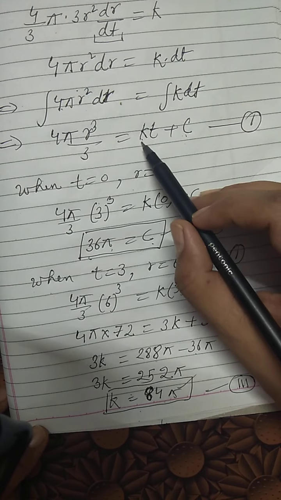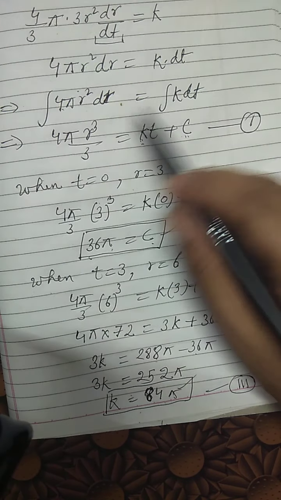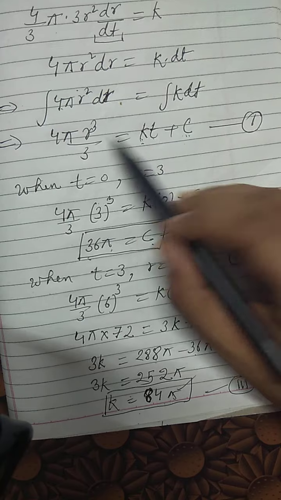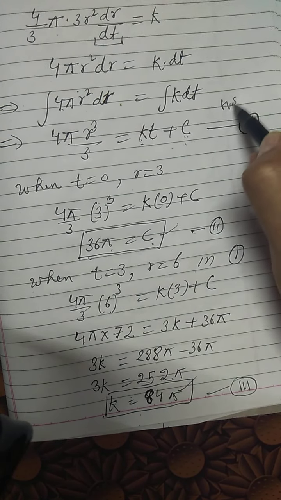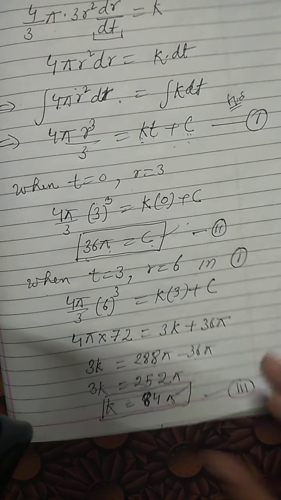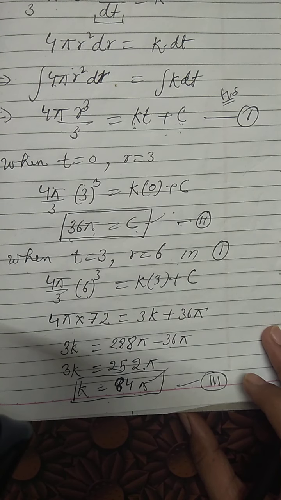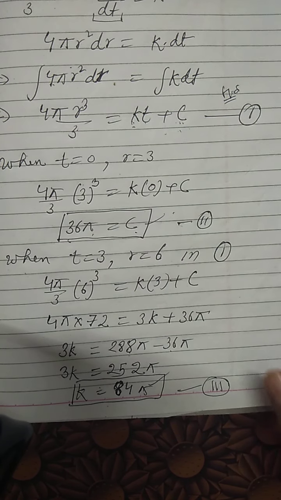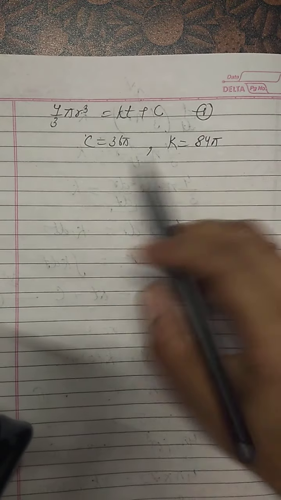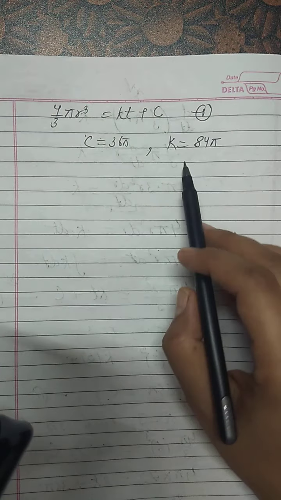If I substitute here the value of k and c, the whole expression we will get in terms of t and r, and this was our general solution actually. And these two conditions are giving us the values of two constants, one k and the other constant is c. Okay, so we will say from 1, 2 and 3, in the equation 1 we will substitute the value of c and the value of k.